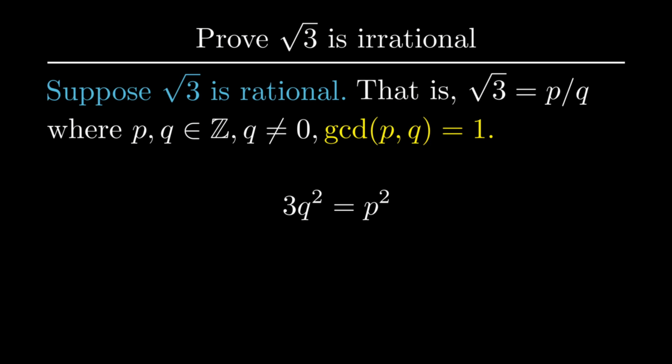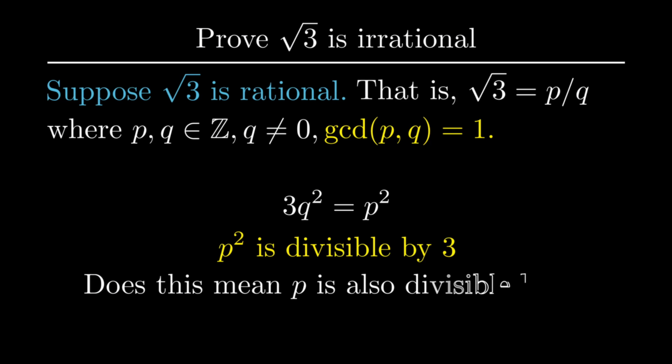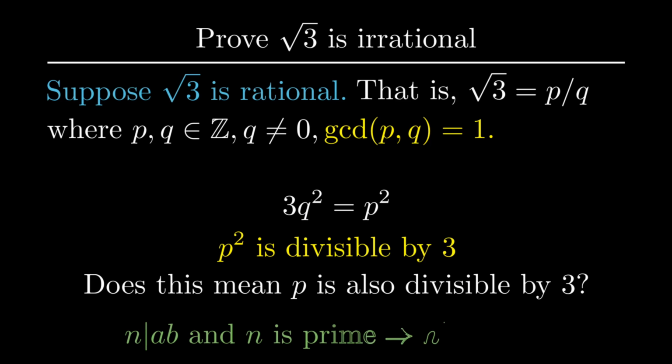One way to do this is to realize that this equation says that p squared is divisible by 3. Now intuitively, if p squared is divisible by 3, which is prime, then it makes sense that p will also be divisible by 3. How do we prove this? Well, one way is to use Euclid's lemma, which says the following. However, let's try to do this directly without using any theorems from number theory.